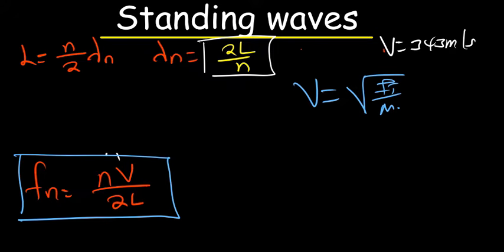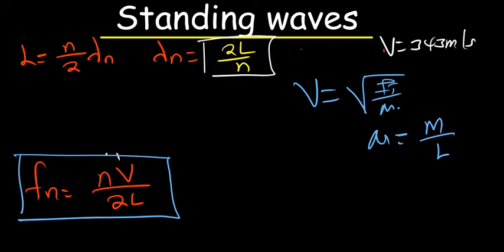Now mu is the linear density. Linear density is given by the mass divided by the length. So you'll be given the mass and the length, then you plug in the values to find the velocity. If you have been given the mass, the length, and the tension force, you can find the velocity in that way.